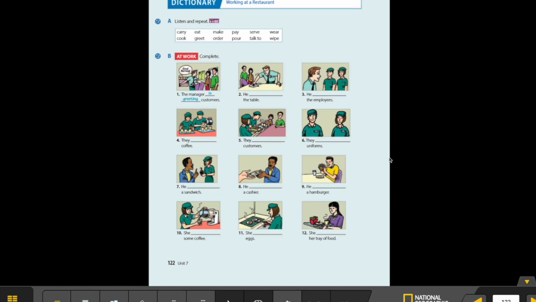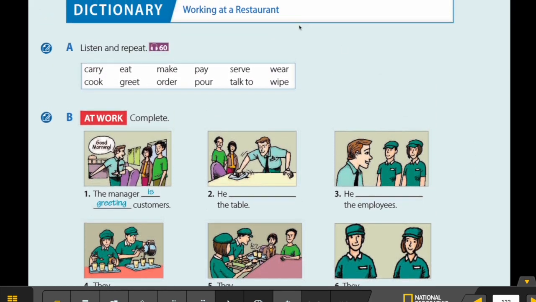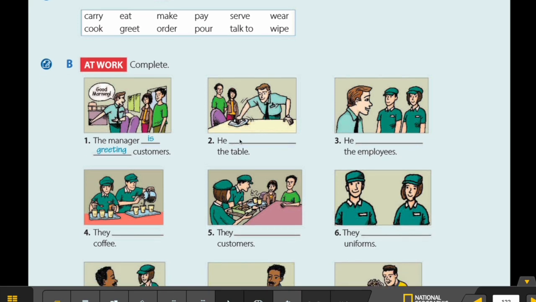122. Here, I'm going to show you some more vocabulary so you can understand the listenings and the vocabulary. But what I'm focusing on now is questions in the present continuous tense, right? So here's some vocabulary relating to working at a restaurant. So carry, cook, eat, greet, make, order, pay, pour, serve, talk to, wipe, and wear. Now, how do we complete these sentences?